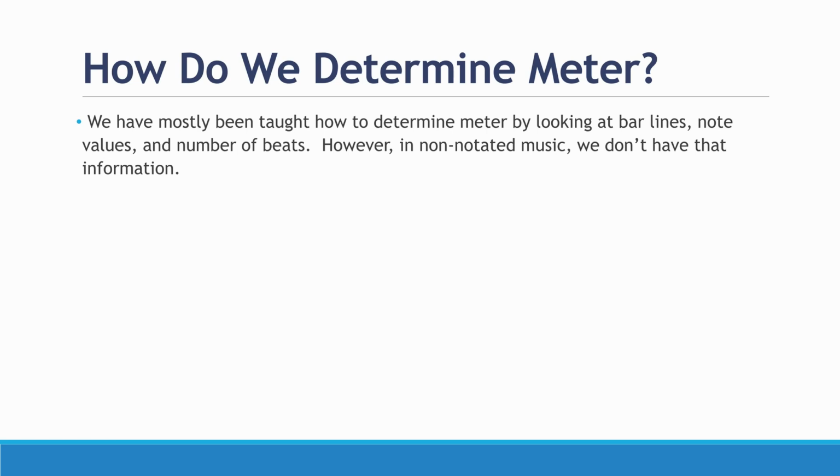So knowing all this, we can start to answer the question of how do we determine meter? We've mostly been taught how to determine meter by looking at bar lines, note values, and number of beats, and essentially doing the math to figure it out. However, in non-notated music, we actually don't have that information. So if you're doing something by listening to it, you don't have it on the page. You don't necessarily know what it looks like. I'd like to play you an example before I put up the notation.